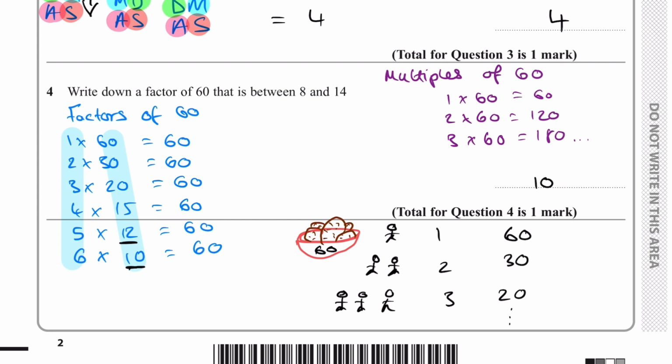So, as we've seen, the factors of 60 that fall between 8 and 14 are 10 and 12, and I've chosen 10 as the answer. Understanding how to identify factors and multiples is crucial for solving these kinds of problems.